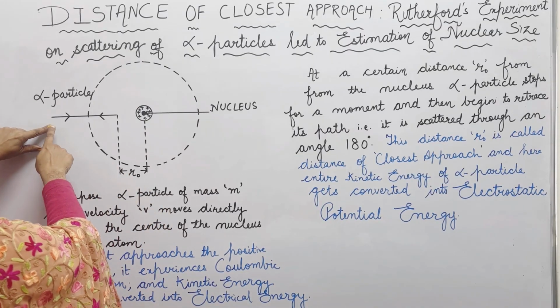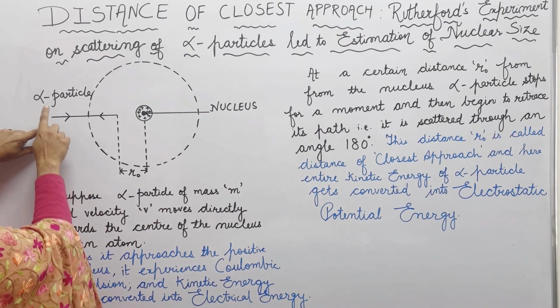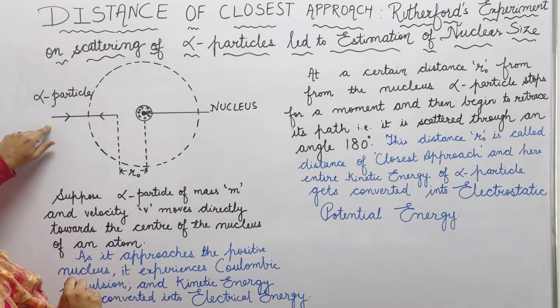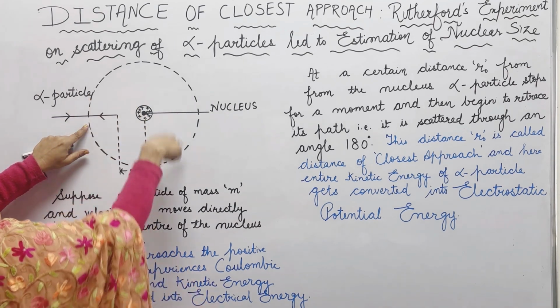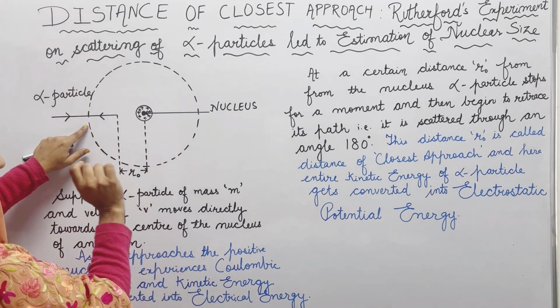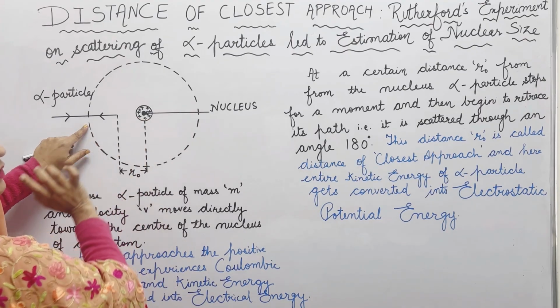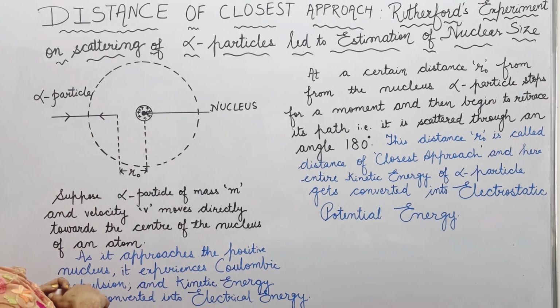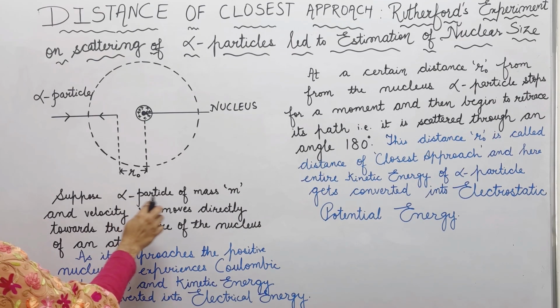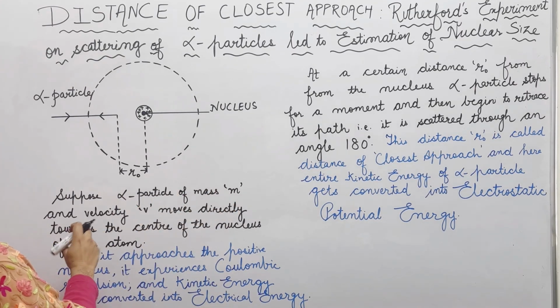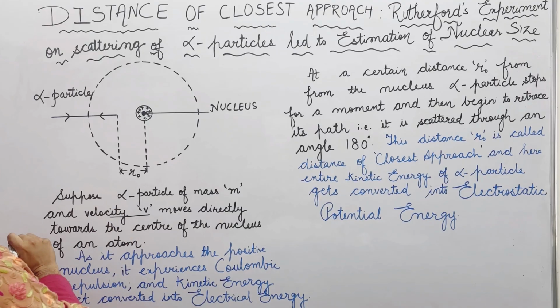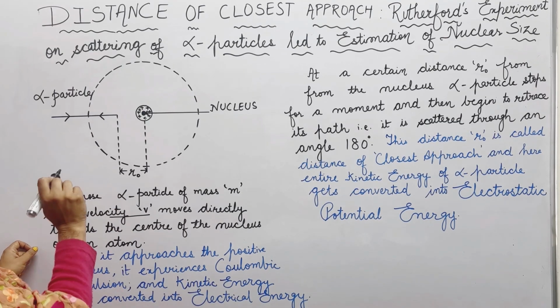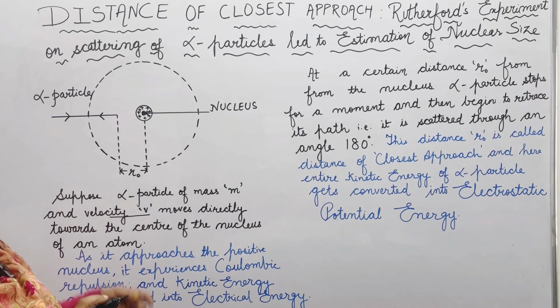Here, one beam of alpha particles is being incident. This is an atom of gold, and we have taken at the center its nucleus, where the positive charge is also concentrated. Let this alpha particle be of mass m, moving with velocity v, and this beam is directed towards the center of the nucleus.